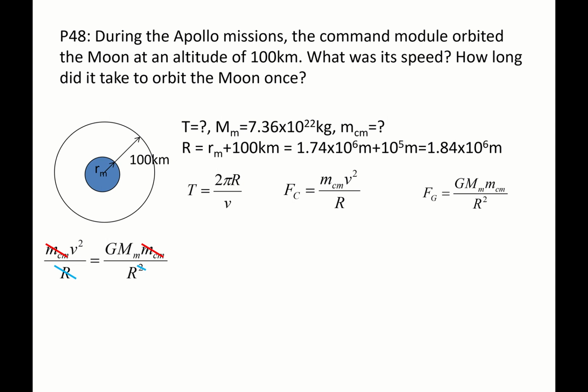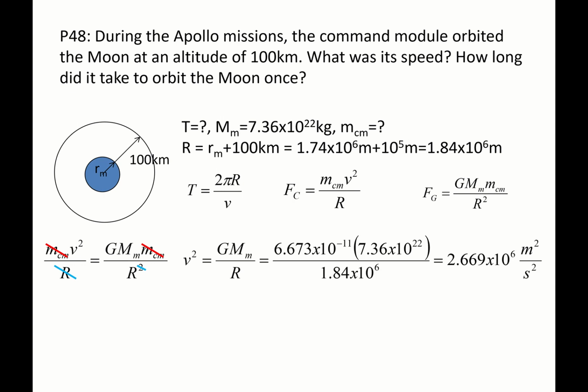So now my equation is just v squared is equal to G times the mass of the moon divided by the radius of the orbit. And I know all those things, so I can just plug them in. So v squared is equal to G times the mass of the moon over r. So big G, 6.67 times 10 to the minus 11. Mass of the moon, 7.36 times 10 to the 22 kilograms. And the radius of the orbit is 1.84 times 10 to the 6 meters. If I put that all in, I get that v squared is about 2.7 times 10 to the 6 meters squared per second squared, because it's the speed squared.